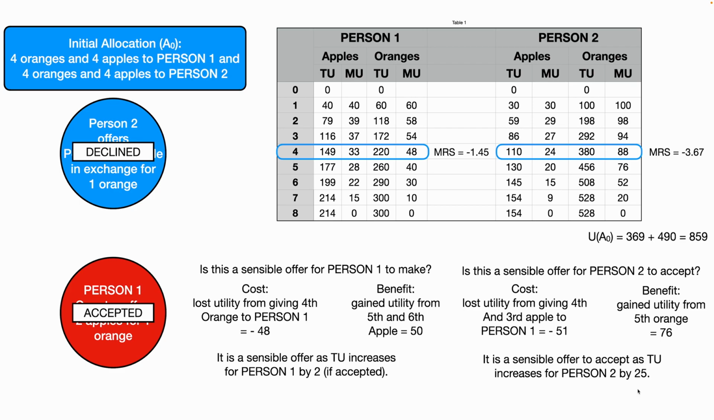So as you can see here, they accept that offer, and now here's the total utility of this new allocation. It's 886 units. Person 1 is made better off. Total utility goes from 369 to 371. Person 2 is better off. Their utility goes up from 490 to 515. So both parties are made better off. Total utility is increased by just reallocating those resources.